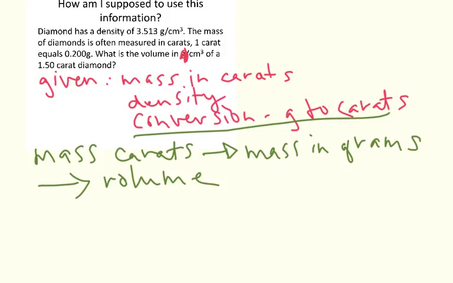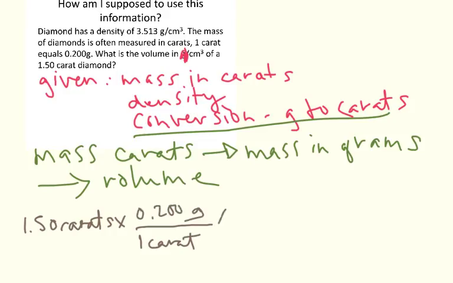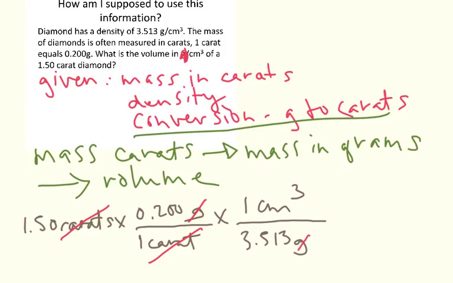So I'm going to start with 1.50 carats times, for every 1 carat, there's 0.2 grams. And for every 3.513 grams, there's 1 cubic centimeter. I'm going to check and make sure all of my units cancel out. Carats are on top, carats are on bottom, grams on top, grams on bottom. I'm left with cubic centimeters. I double check and make sure that's what I want to find.